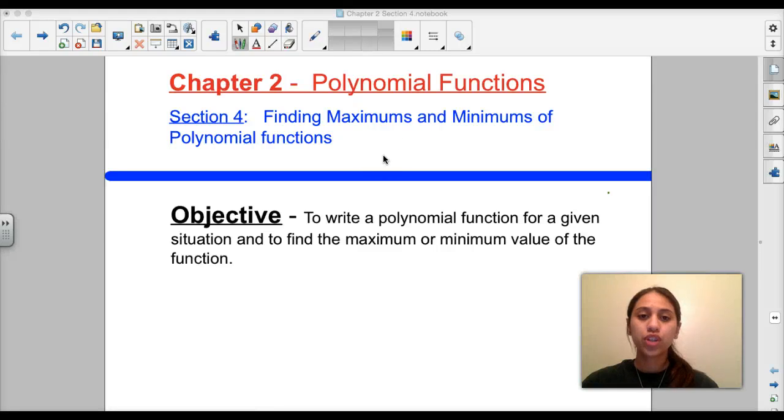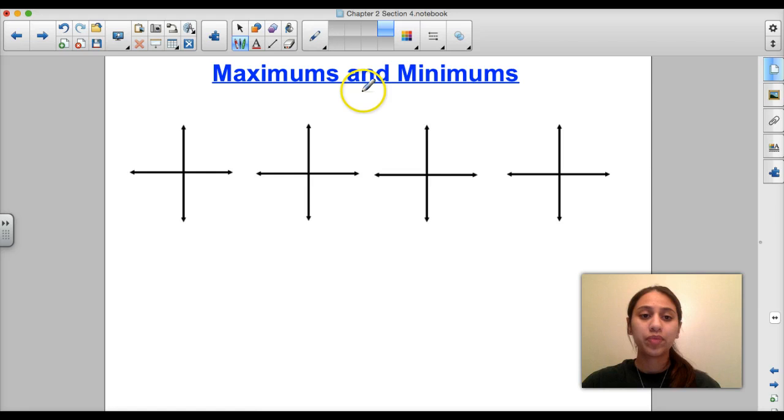Okay, we're continuing Chapter 2 on polynomial functions with Section 4, which is about finding maximums and minimums of polynomial functions. And so the objective here is to write a polynomial function for a given situation and to find the maximum or minimum value of the function. Okay, so what are maximum and minimum values?